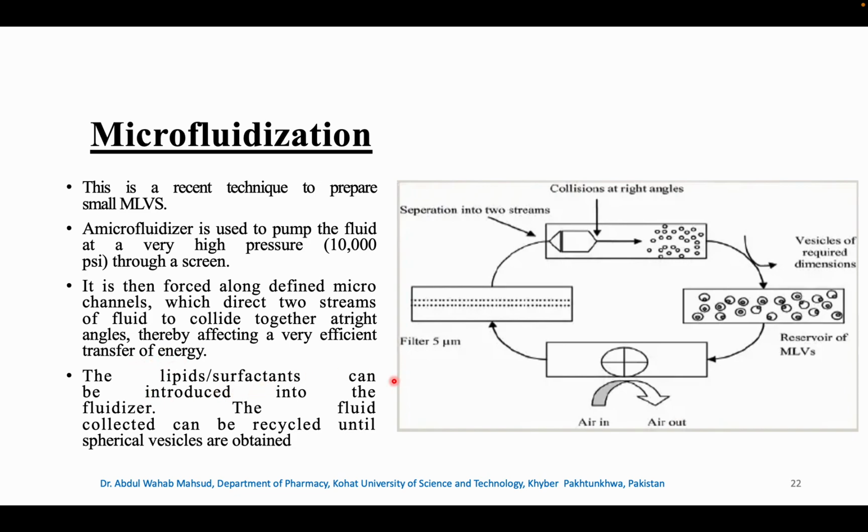The lipid and surfactant can be introduced into the fluidizer. The fluid collected can be recycled until spherical vesicles are formed. So we can say that for the preparation of niosome and liposome, we can also use the microfluidization technique.